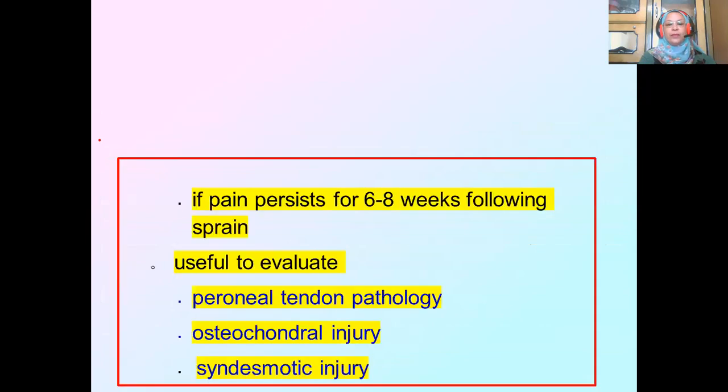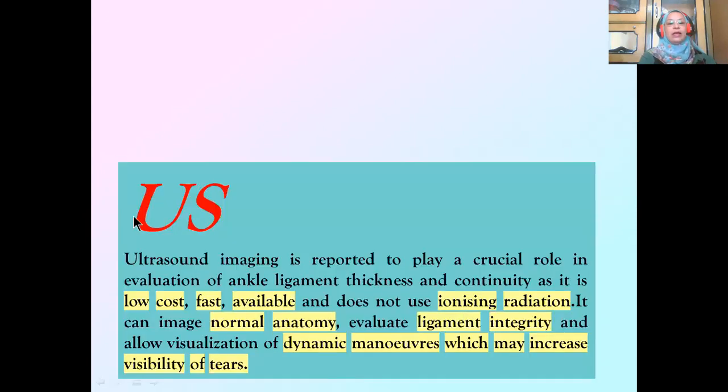Regarding ultrasound and MRI, it is recommended if there is persistent pain for 6 to 8 weeks following a sprain, and this is useful to evaluate presence of peroneal tendon pathology or presence of osteochondral injury or syndesmotic injury. But I think this is too late. This is because ultrasound is of low cost. It's fast examination, available, does not use ionizing radiation, allows imaging of normal anatomy, evaluates ligament integrity, and allows visualization of dynamic maneuver, which may increase visibility of tear.